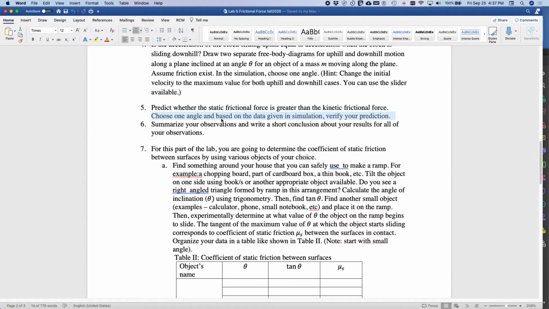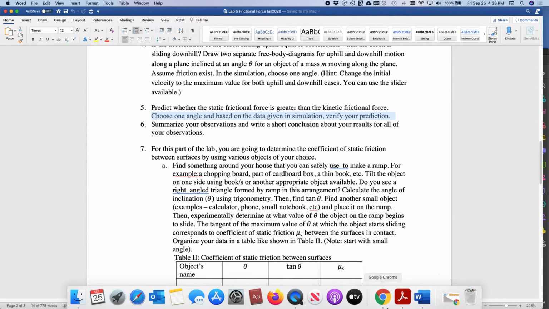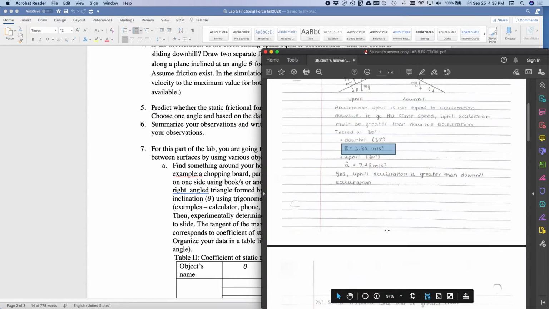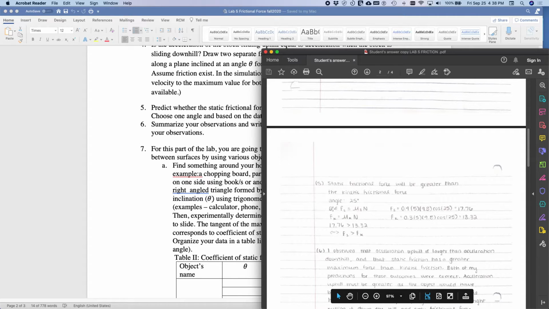Okay. Number 5: predict whether the static frictional force is greater than the kinetic frictional force. Choose one angle and, based on the data given in the simulation, verify your prediction. For number 5, they don't need to do any experiment or simulation. All they have to do is use the equations given for static frictional force and kinetic frictional force, and then basically solve.